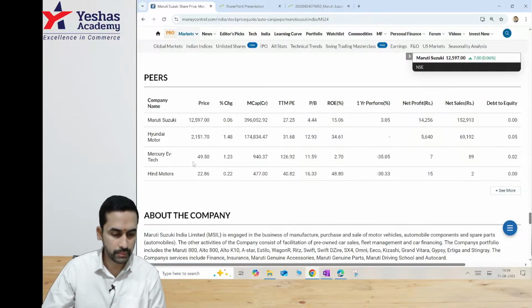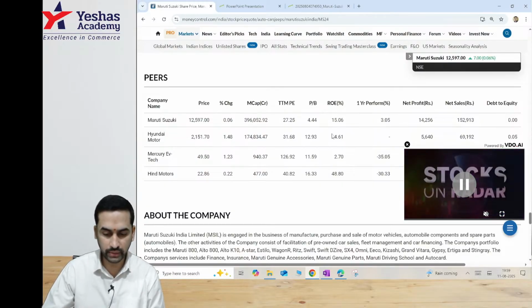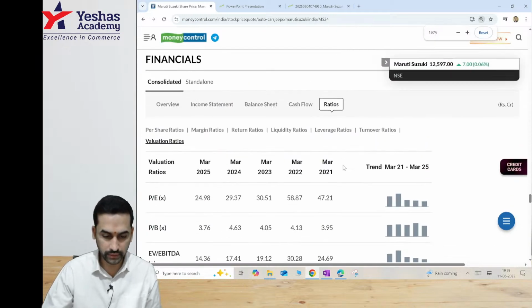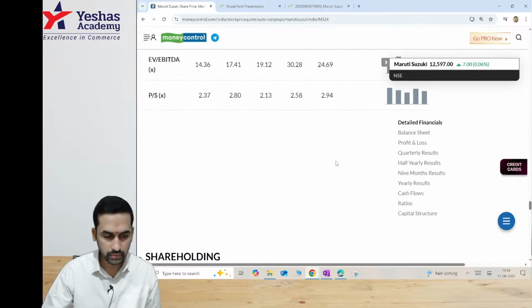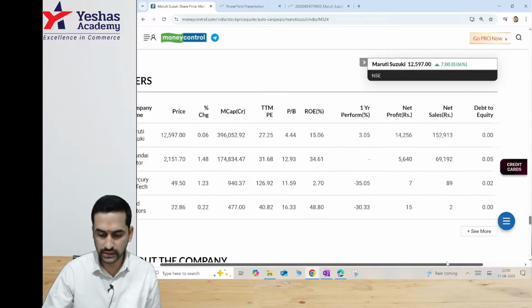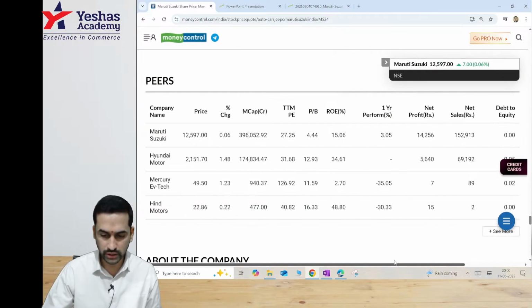Basically, comparison. What is the price of the share, percentage change compared to yesterday, market capitalization. TTM is trailing 12 months, basically latest 12 months. P/E ratio, price to book value, P/B, return on equity, we're able to see. Return on equity, 1 year performance, how much is the net profit, how much is the sales, and debt to equity ratio. And tell me, Maruti Suzuki, when you see these numbers, return on equity 15%.